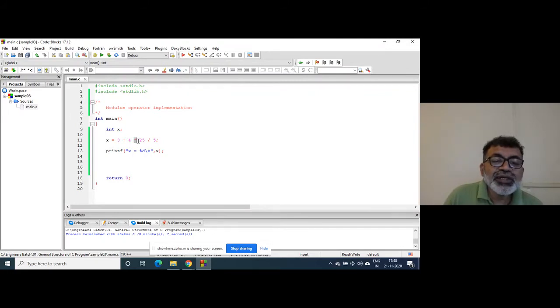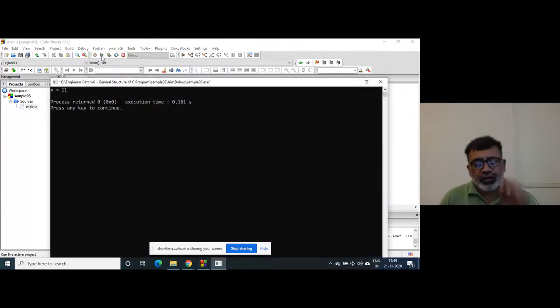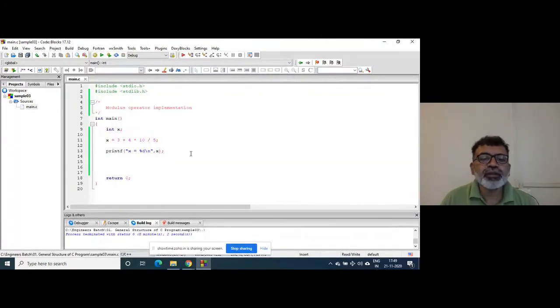So here multiplication will be solved first. So 25 multiplied by 4 will be executed first, and then division will be done. It will be divided by 5, and then 3 will be added. So likewise, now what is the answer? x is equal to 11.